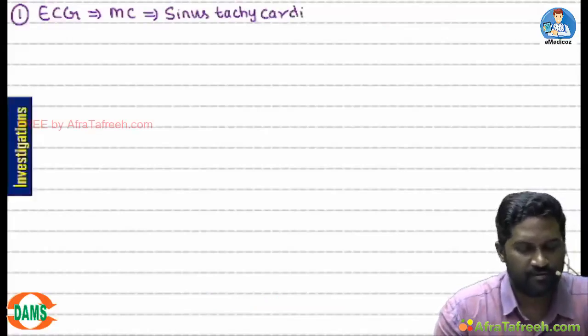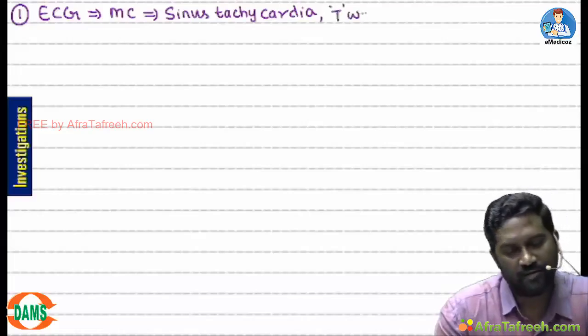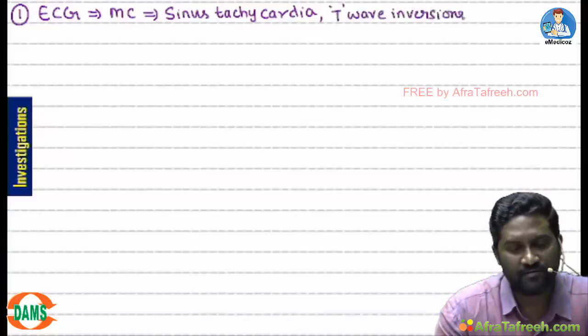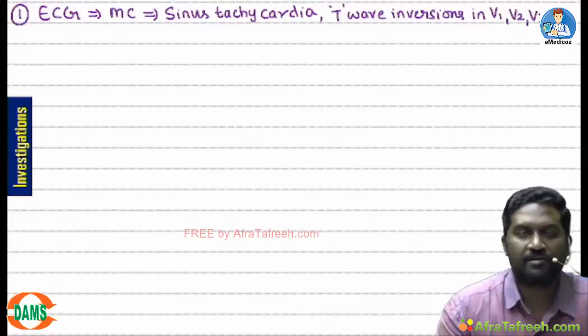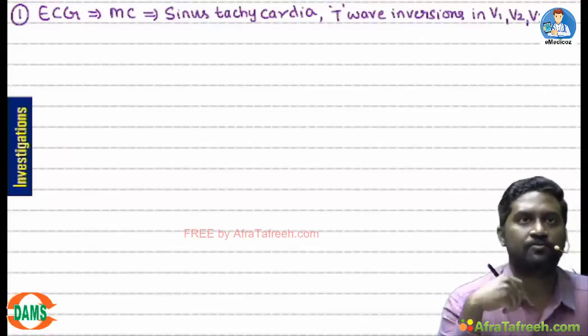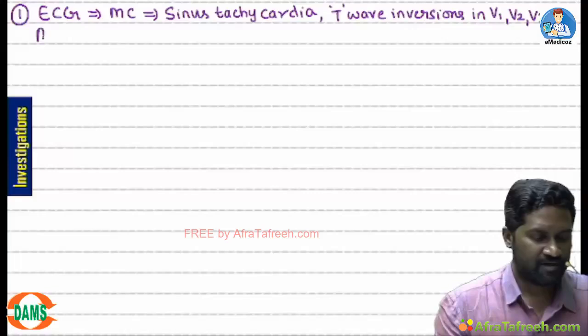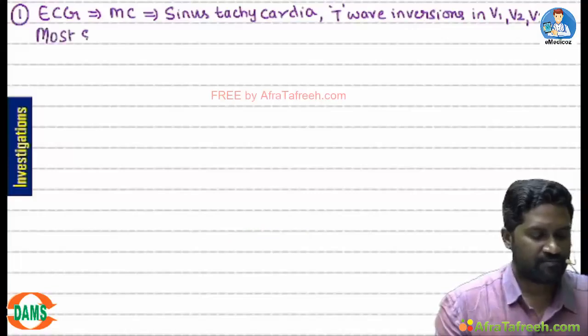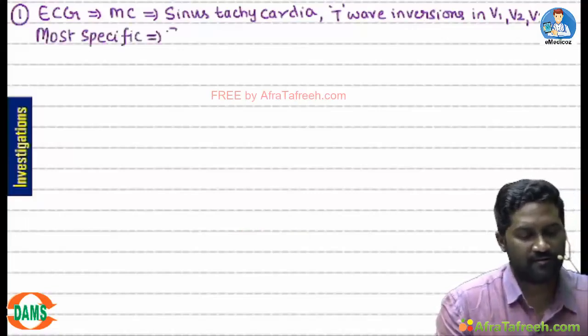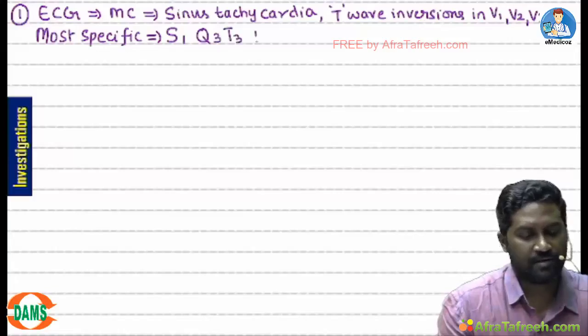Most common will be sinus tachycardia. Along with that, one can notice T-wave inversions in leads V1, V2, V3, V4. But if they ask you most specific, the most specific will be the classical S1, Q3, T3 pattern.